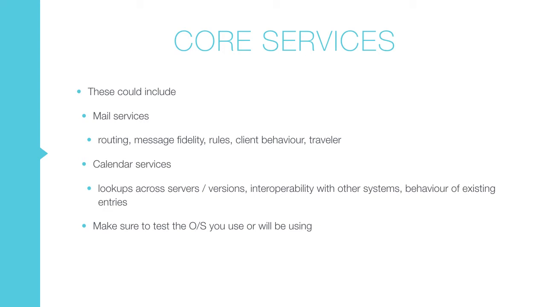Then we have calendar services, things like looking up across servers or versions. So you might have a part of a company or a group you talk to that is running a totally different server or version, and you might want to test that lookups still work. Interoperability with other systems and behavior of existing entries. If you've got calendar entries, say repeating appointments, what happens if you edit those and reschedule them? Do you get the expected behavior? If you go to book a room, what happens there?